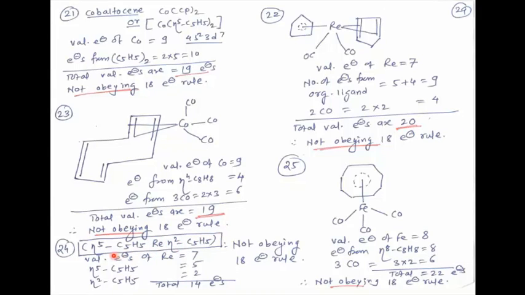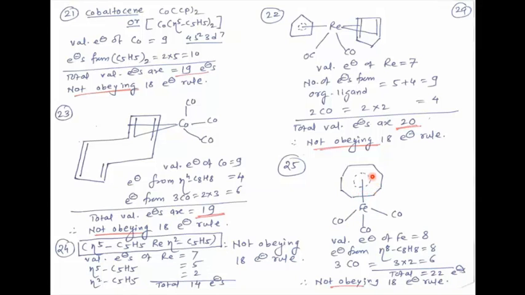Next complex, η5-C5H5 Re η2-C5H5. Valence electrons from rhenium are 7. η5-C5H5 donates 5 electrons. η2-C5H5 donates 2 electrons. Hence the total becomes 7 plus 5 plus 2, 14. Not 18, therefore not obeying the 18 electron rule.